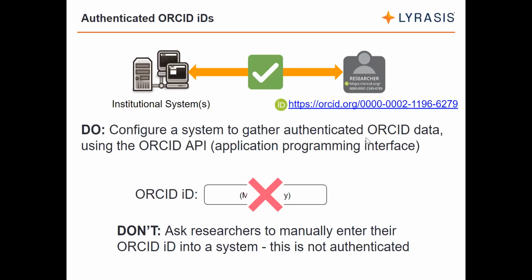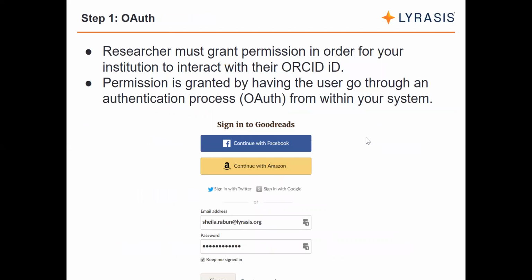In order to configure your systems with the ORCID API, the process starts by getting permission from your affiliated researchers to connect with their authenticated ORCID ID number and interact with their ORCID record as a trusted party. The main thing to remember here is that in accordance with ORCID's principle that the researcher has full control over their ORCID data, in order to interact with the researcher's ORCID record as a trusted party, you will need their permission.